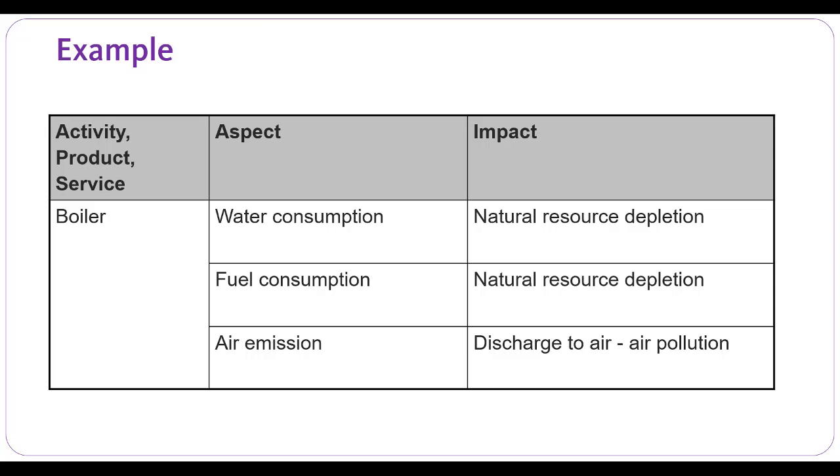And for air emission, the aspect there has an impact on the environment, which is a discharged air, maybe air pollution. So you have to clearly understand there's three things happening. There's your activity or your product or service. There's certain aspects that are involved with those, and then what impact do those aspects have on the environment. So there's a process you go through to identifying all your aspects and your impacts. So let's have a look at identifying aspects.